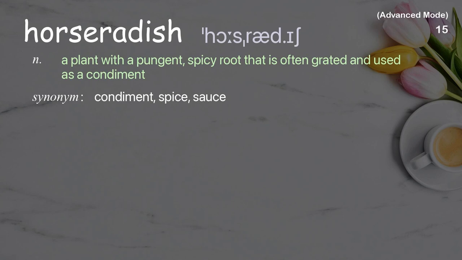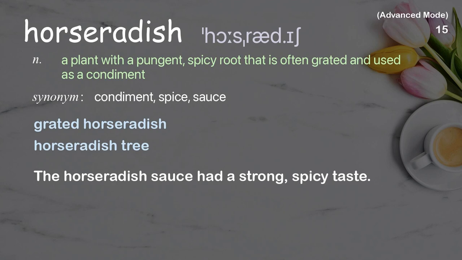Horseradish. A plant with a pungent, spicy root that is often grated and used as a condiment. Examples: grated horseradish, horseradish tree. The horseradish sauce had a strong, spicy taste.